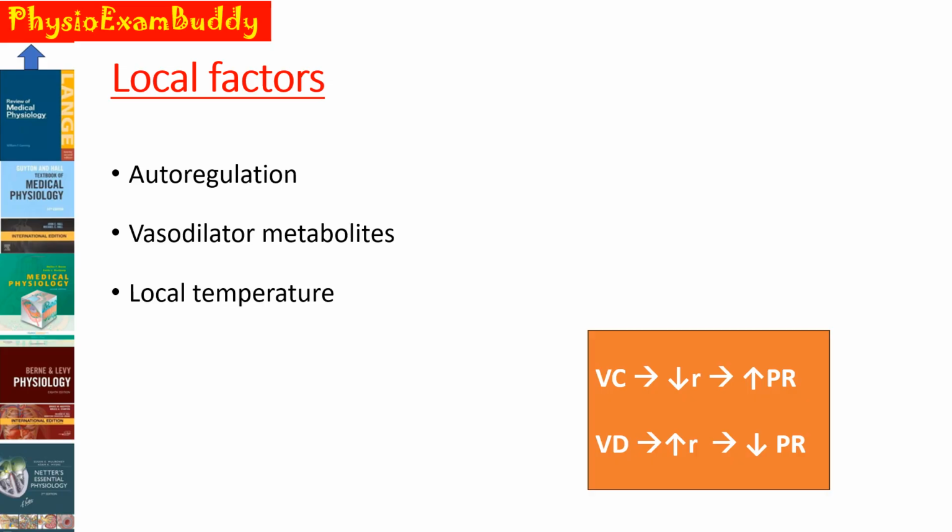First one is autoregulation. Depending upon whether it is vasoconstriction or vasodilatation, it will affect the peripheral resistance. Next, about the amount of the vasodilator metabolites. If there is more amount of vasodilator metabolites, it causes vasodilatation and thereby a decrease in the peripheral resistance. And if there is only less amount of vasodilator metabolites, it can increase the peripheral resistance. Then the local temperature of the area, that is whether it is heat or cold. Cold causes vasoconstriction, whereas heat causes vasodilatation.